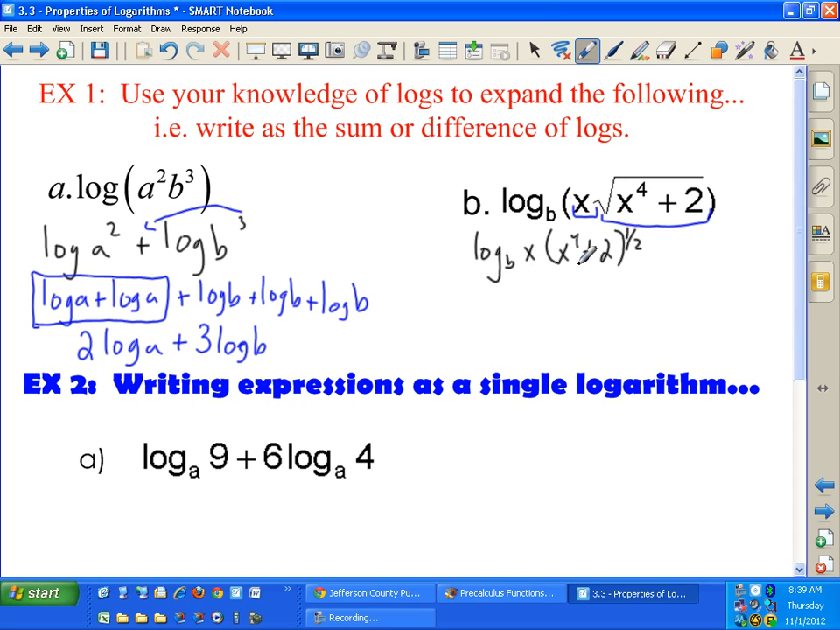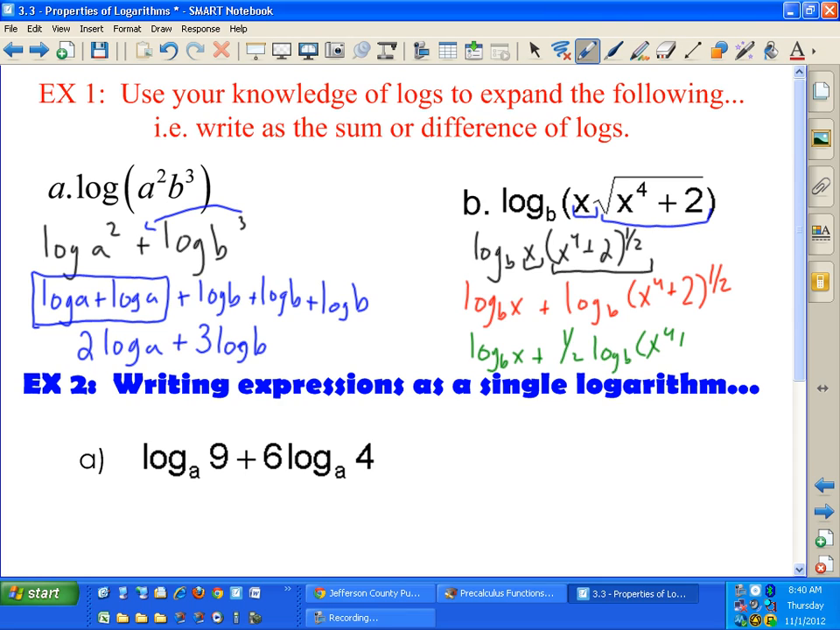I've got these two things being multiplied together, the x and the x to the 4th plus 2 to the 1/2. So this is one thing being multiplied by another thing. So I'm going to break that apart in addition. So log base b of x plus log base b of x to the 4th plus 2 to the 1/2 power. And since there's addition in here, there's really not much I can do to break that up, but the 1/2 power is a power, which we saw in the first example, that I can put out front to get my final answer of log base b of x plus 1/2 log base b of x to the 4th plus 2.